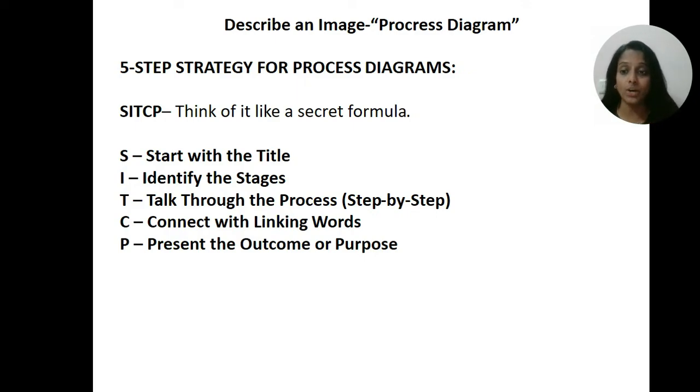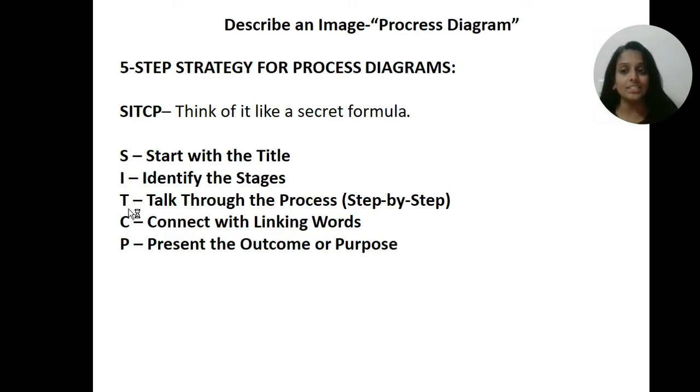And the next one is I. I stands for identify the stages. Look at how many steps there are. Are they labeled, numbered, or in a circular way? Say how many stages there are. You can say, for example, there are 6 main stages in this process, starting with the collection of used paper and ending with the production of new paper rolls.